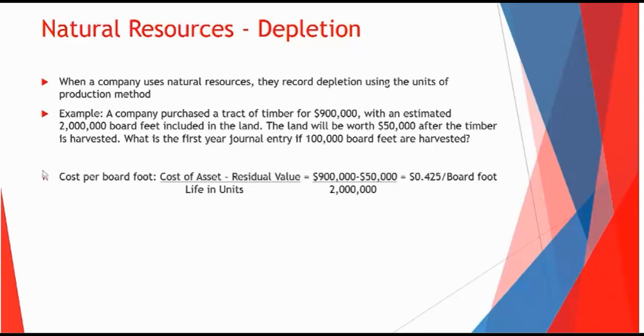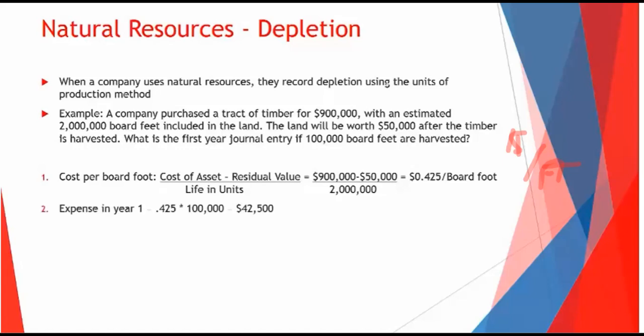Well, first thing we look at, what is our cost per board foot? This is our rate, similar to units of production. The cost of the asset was 900K, minus our residual value of 50K, meaning we have $850,000 that we're going to deplete. That gets divided by the life of 2 million board feet. So 850,000 divided by 2 million gives us 42.5 cents per board foot.